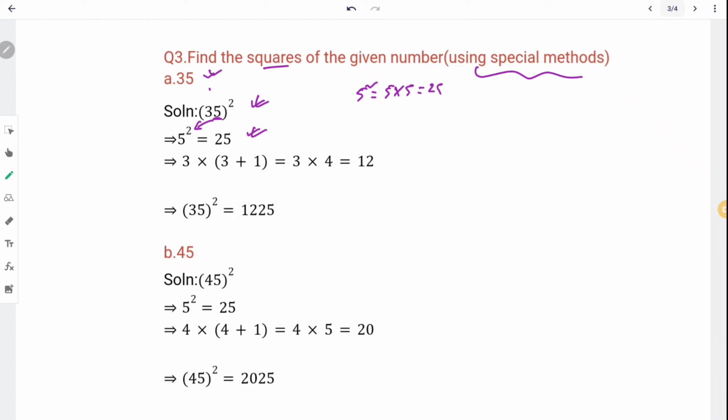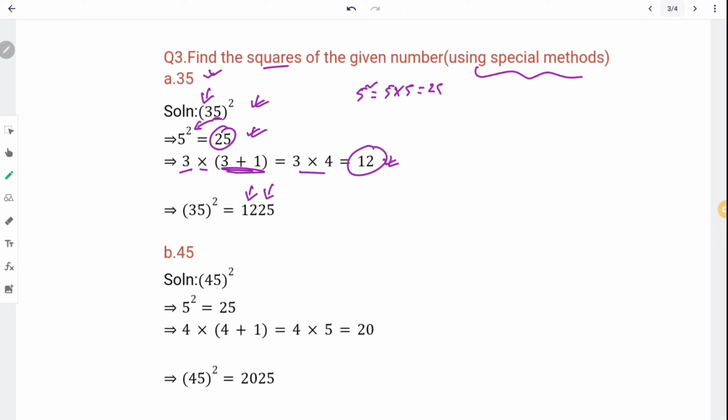Then the tens place, that is 3 here, right? So write it down once, and then multiply, and then under bracket you have to take 1 extra. Okay, 3 plus 1, right? So 3 plus 1 is 4, right? Then 3 4s are 12. So how do you write 35 square as 1225? 1225. Let's do one more.